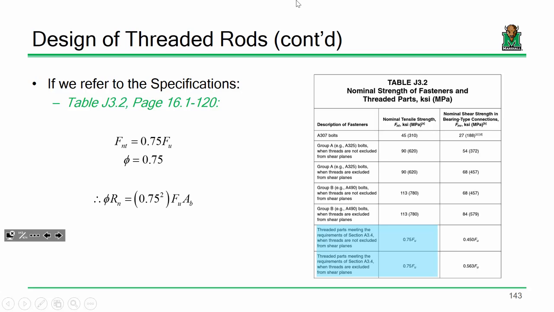All right. Now, let's see. So you're going to go way ahead, like your 16.1, and then you're going to go to 120. Does this page need to be marked? Good question. Does this page need to have a tab on it? That's debatable, but what I will say is this. If you open up the spec, remember how chapter D was the design of tension members? Well, we're in chapter J. Chapter J is the design of connections. Now, I don't know that you need a tab on this particular table, but I think you do need to be able to find chapter J pretty quickly, specifically J.3.